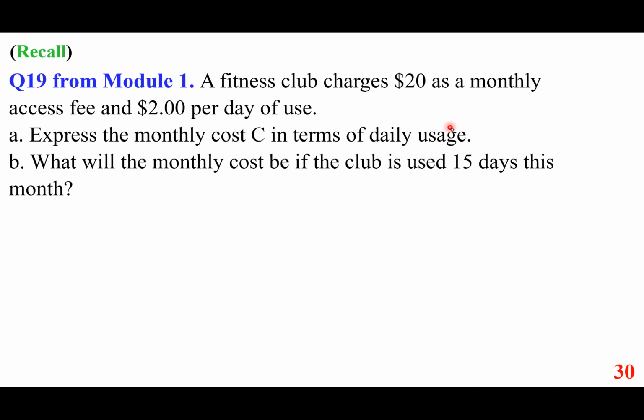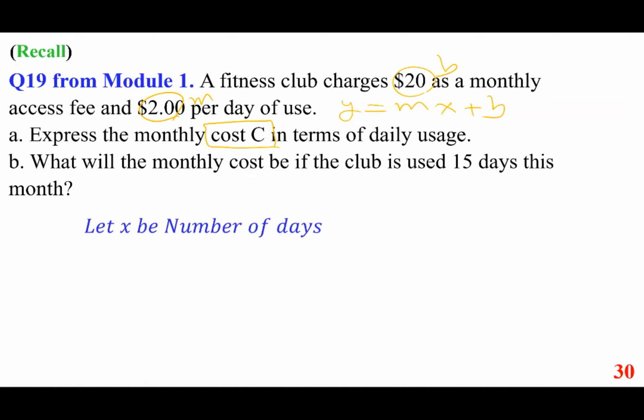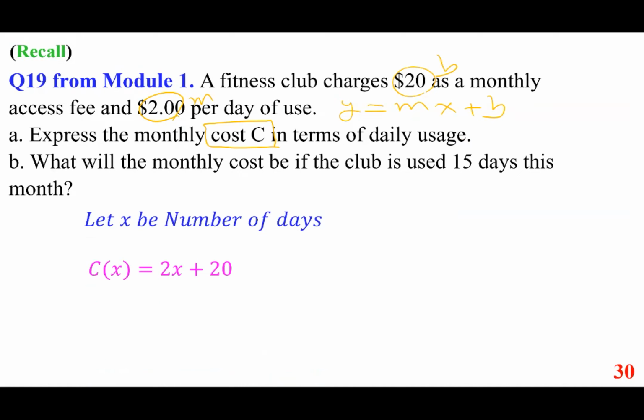We normally would write y equals mx plus b. Let me just write that. Normally we would say y equals mx plus b. This is b, this is m. Instead of y, we are going to use c. Let x be the number of days, and we're going to use c of x equals 2x plus 20.